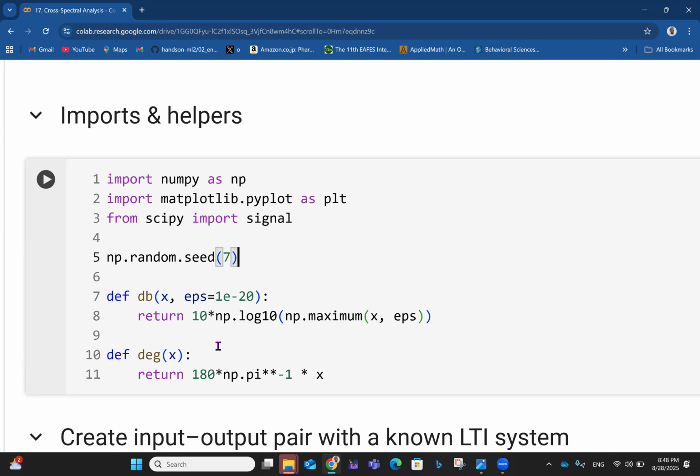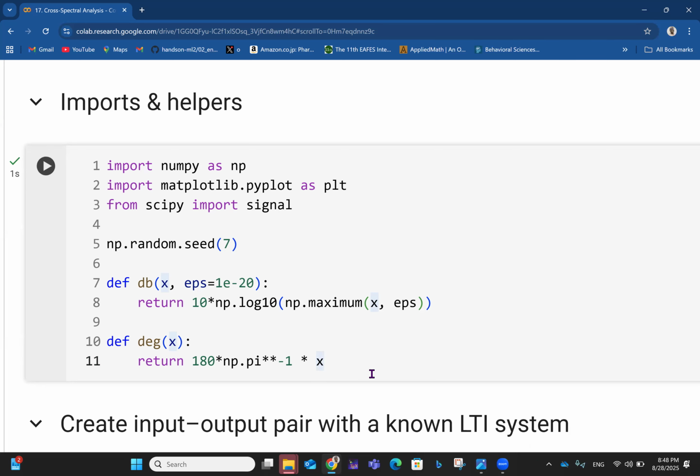And then we define two functions, db and deg. db returns 10 log 10 of the maximum of x, and deg returns 180 over pi times x, that is, 180 times pi to the power of minus 1 times x. So that's what we have. Of course, this is not giving you any result, but it's necessary for the next set of results we are looking forward to getting. All right, so that works.